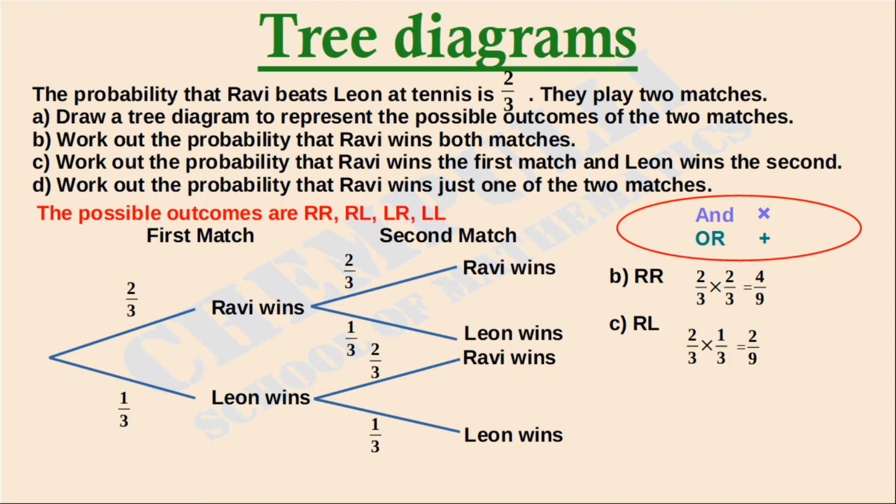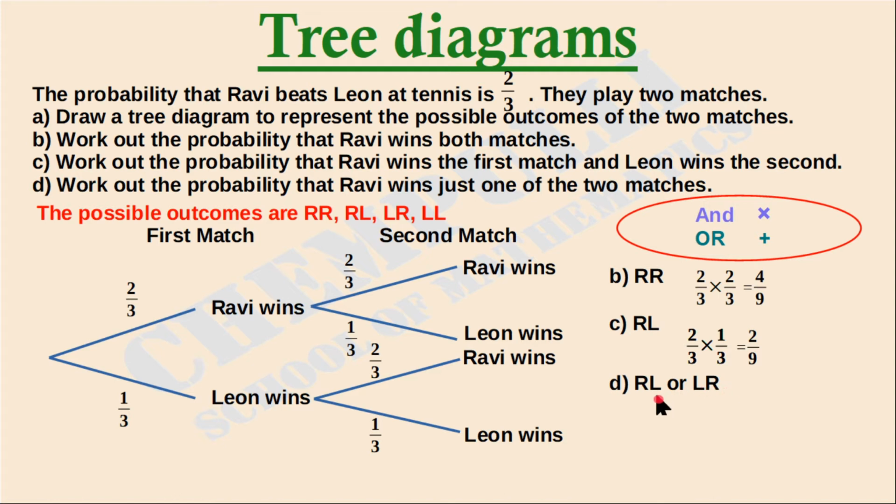That is, first match Leon wins, second match Ravi wins. That means we can write like this: RL. RL means first match Ravi wins and second match Leon wins. Or the other possibility, first match Leon wins and second match Ravi wins. Okay, these are the possibilities. Thus RL means R and L: first match Ravi wins and second match Leon wins. Or the other possibility, first match Leon wins and second match Ravi wins.